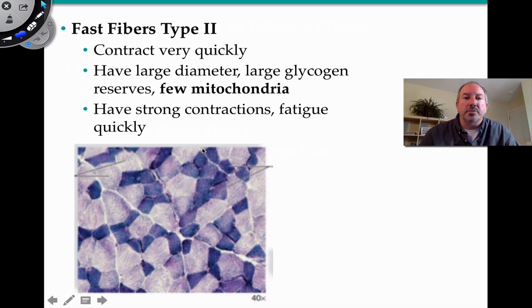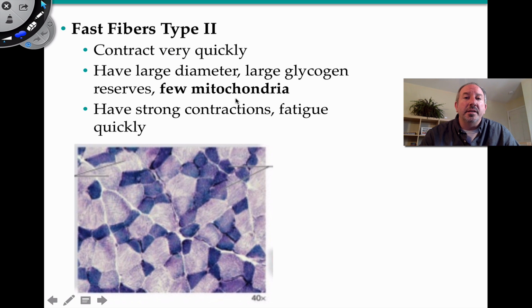So let's kick this around a little bit. So let's talk about fast fibers or type 2, fast fibers. So as the name implies, these particular muscle fibers can contract very quickly. They have large diameters. So the diameter of the muscle fibers is greater than in slow fibers. There's a large amount of glycogen reserve inside these cells and very few mitochondria. Now notice here I put this in bold, few mitochondria.